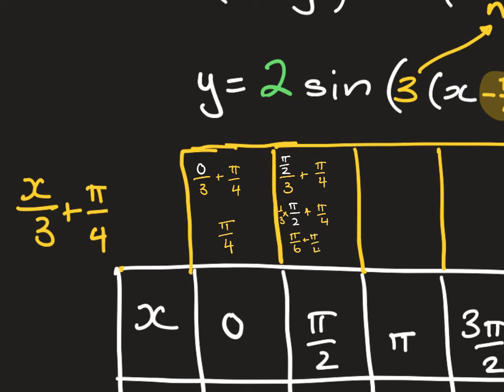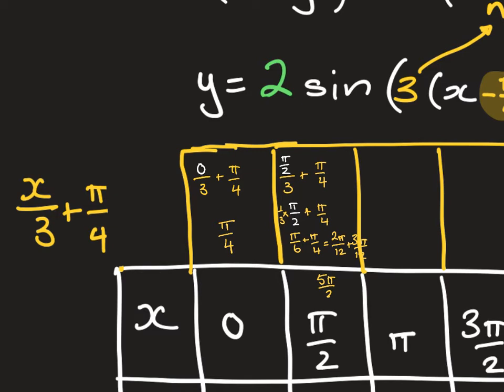So that gives us pi on 6 plus pi on 4, and you can see what I mean by messy. So these need to have the same denominator. So I'll turn them both into 12ths. So that gives me 2 pi on 12, plus 3 pi on 12, to give me 5 pi on 12. See what I mean by messy?